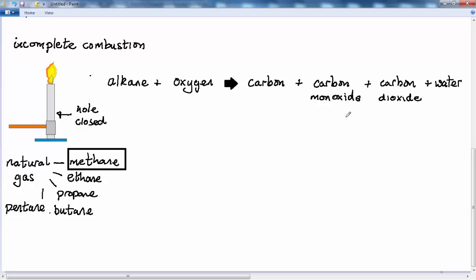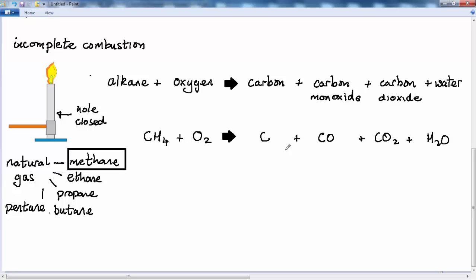Now it's not likely that in an exam they would ask you to write out one of these equations from scratch and ask you to balance it, but they could possibly give you part of the symbol equation and ask you to balance that. So for example, let's take the incomplete combustion of methane. I won't bother writing out the word equation there just to save space, but we need to write out the symbol equation. So we'll have methane, which is CH4 plus oxygen gives carbon plus carbon monoxide plus carbon dioxide plus water.